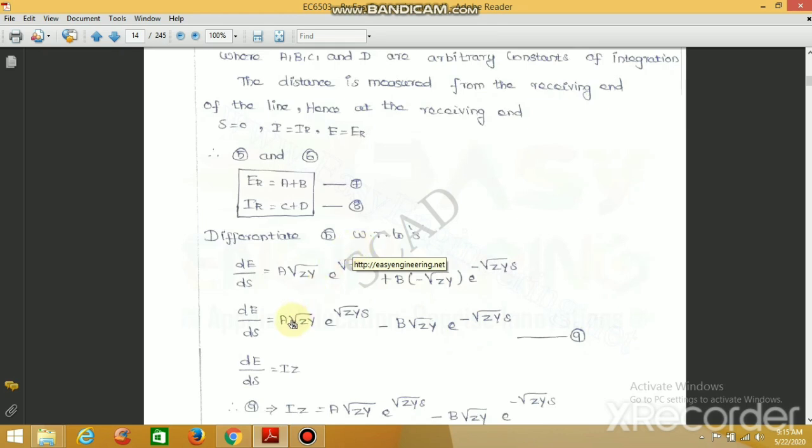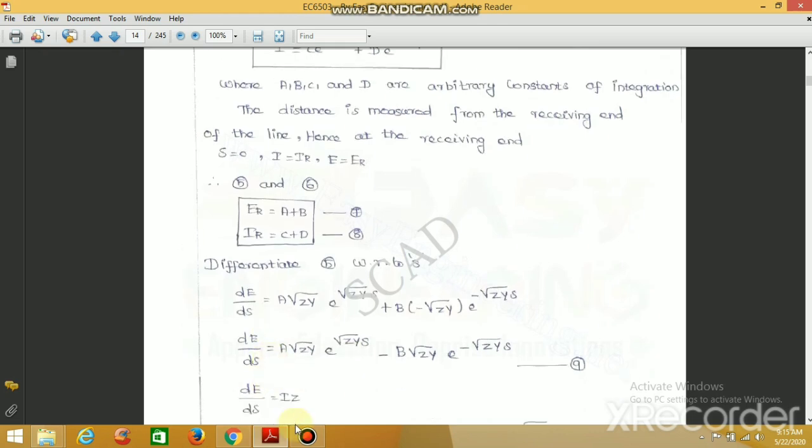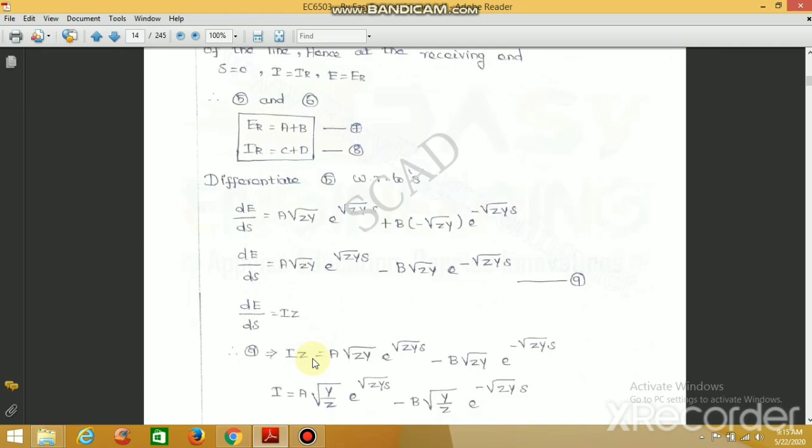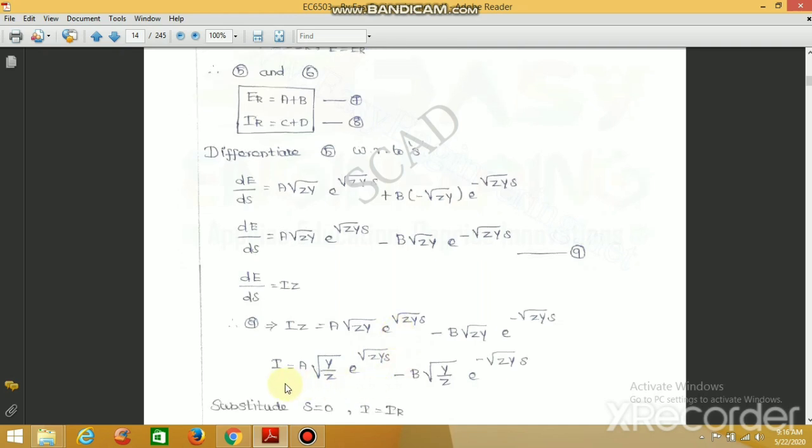And you know that dE by ds is equal to Iz. So substitute that dE by ds is equal to Iz, which we have calculated from the previous equations. When you substitute that, you'll be getting Iz is equal to a into root of zy e power root zys minus b into root of zy e power minus root zys. So I is equal to a into root of y by z, you are bringing this z here, e power root zys minus b into root of y by z e power minus root zys.